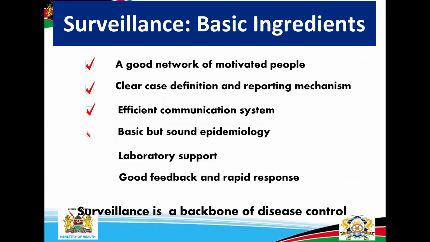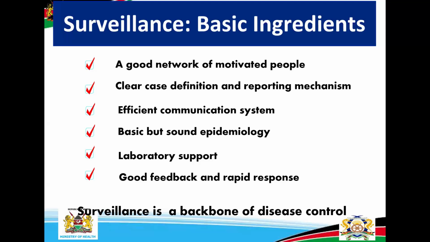So, these are the basic ingredients for surveillance. First of all, we have said surveillance is ongoing and systematic. Surveillance somehow is something which is cumbersome, tiresome. So we need to have some ingredients to do a good surveillance system. First of all, we should have a good network of motivated people, because surveillance is an ongoing thing. Then we need clear case definitions and reporting mechanisms. Like when we get a case, who should we report to? Or how is the reporting system?